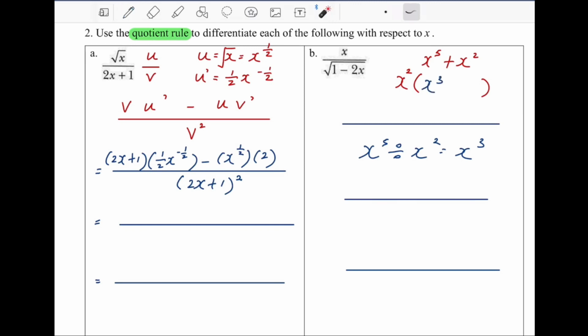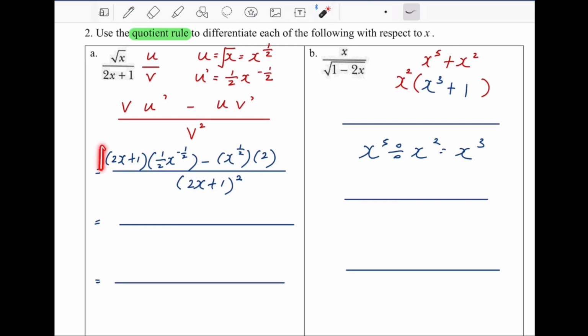In short, you have 5 minus 2 equals 3. Subtraction for the power. That is very important, please take note of this later on. Followed by x squared divided by x squared, that will be 1. So plus 1. That's how you do the factorization.